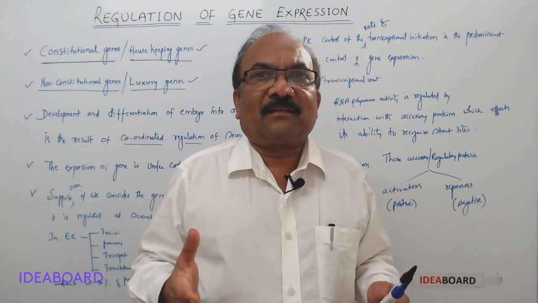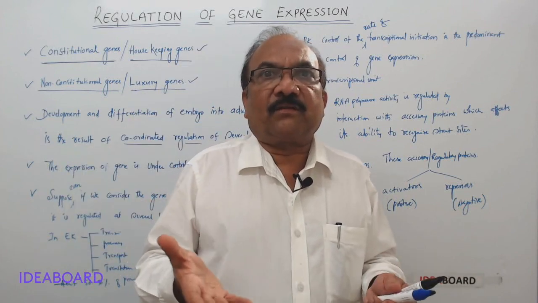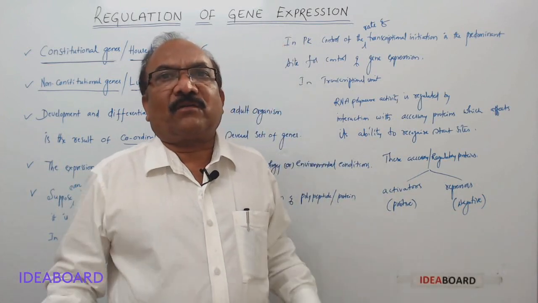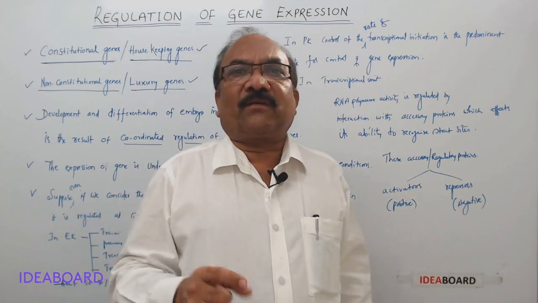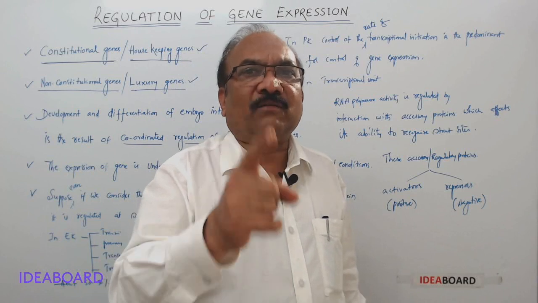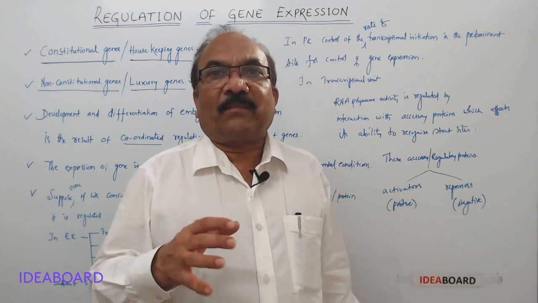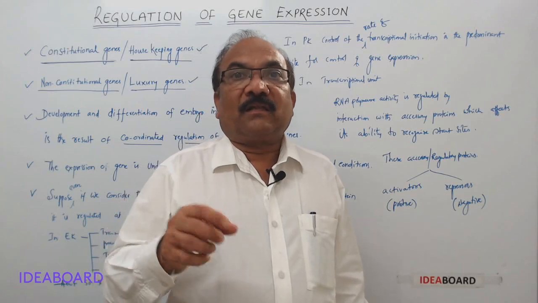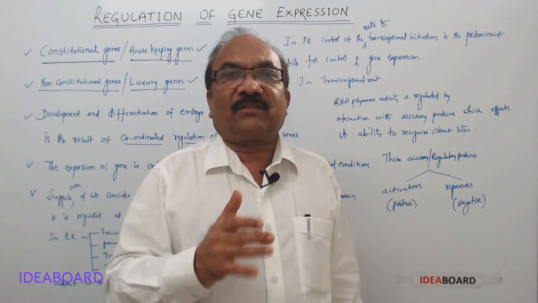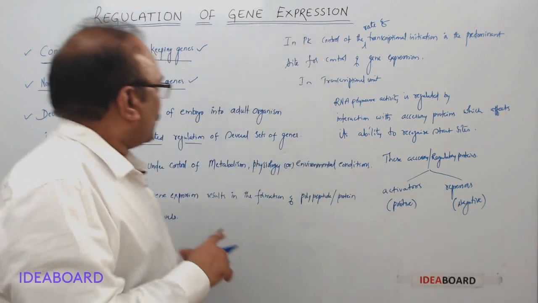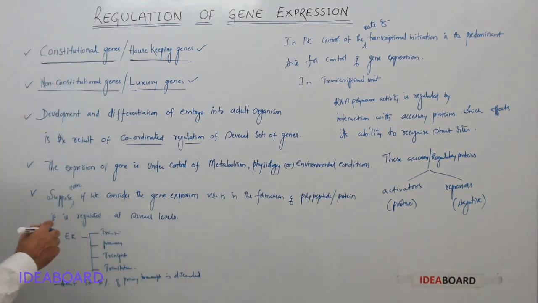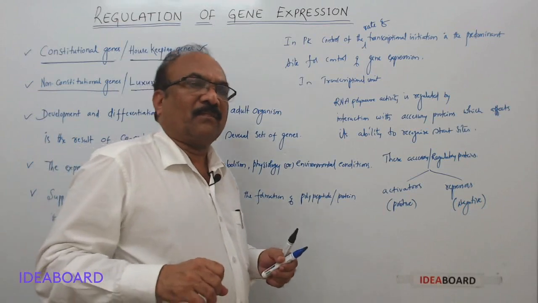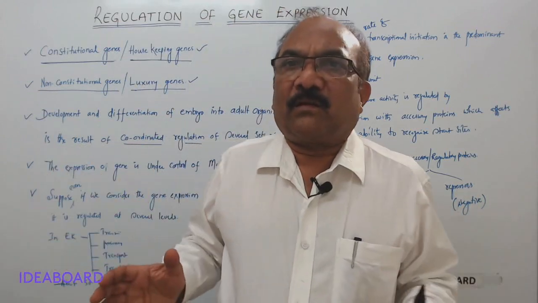And you see, that means all the cells in our body originated from a single cell, that is the zygote. But this differentiation is due to the coordinated regulation of genes. So that's what you have to understand. And with that, the expression of genes is under control.